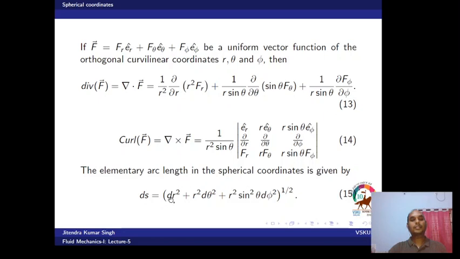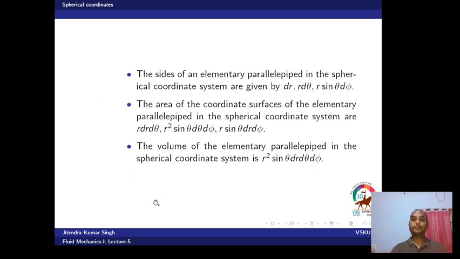So h1 is 1, du1 square means dr square, plus h2 square du2 square, so h2 square is r square, du2 is d theta square, plus h3 square du3 square, so h3 square is r square sin square theta, and du3 square is d phi square. So its whole is square root. This will give you the arc length.